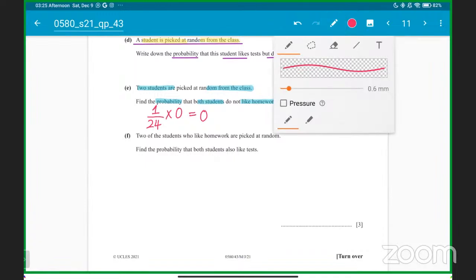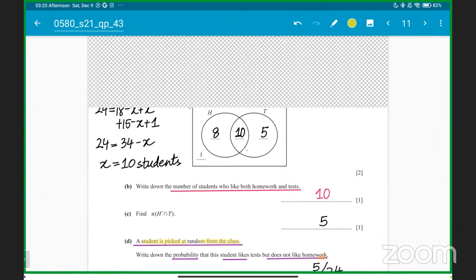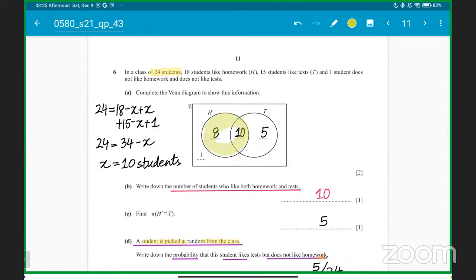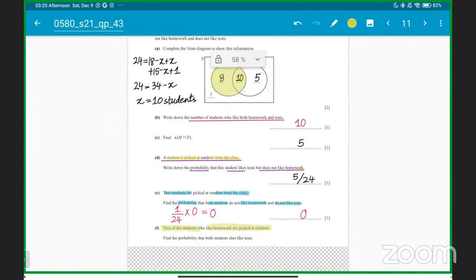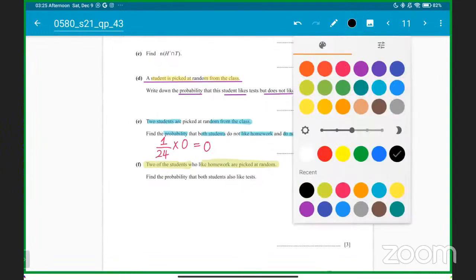And the last question that we have, it's this one. 2 of the students who like homework are picked, exactly similar as we started off the day with. So only the students who like homework are picked at random. I'll repeat it, a lot of students will make mistakes in this. Make sure you understand, only the students who like homework will be picked.